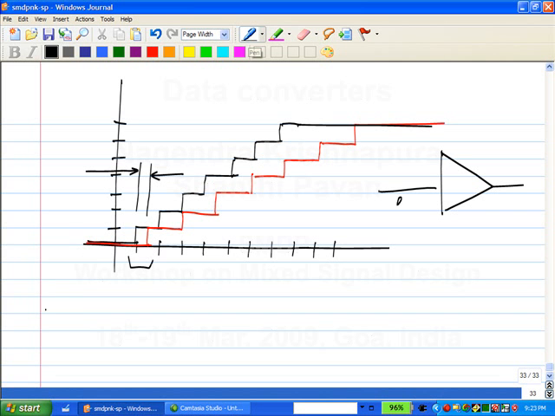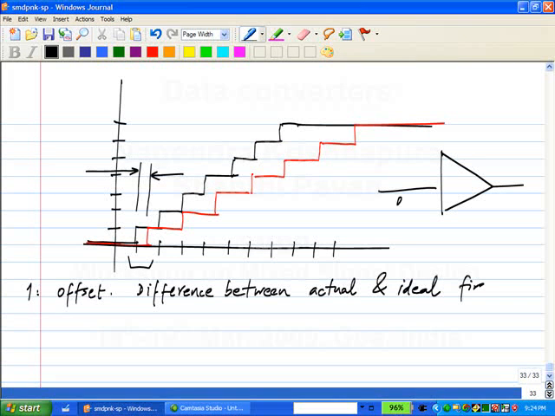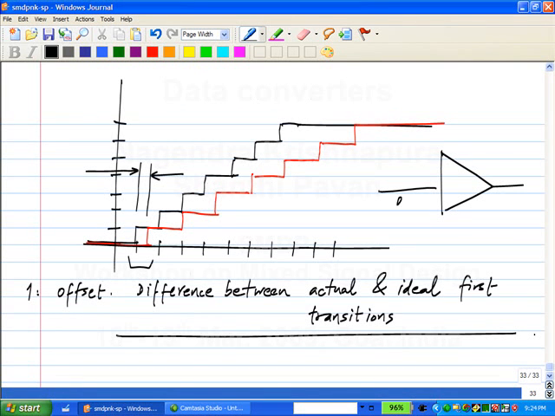So whenever you are measuring an A to D converter, you first measure the offset voltage, which is the difference between actual and ideal first transitions. Okay.